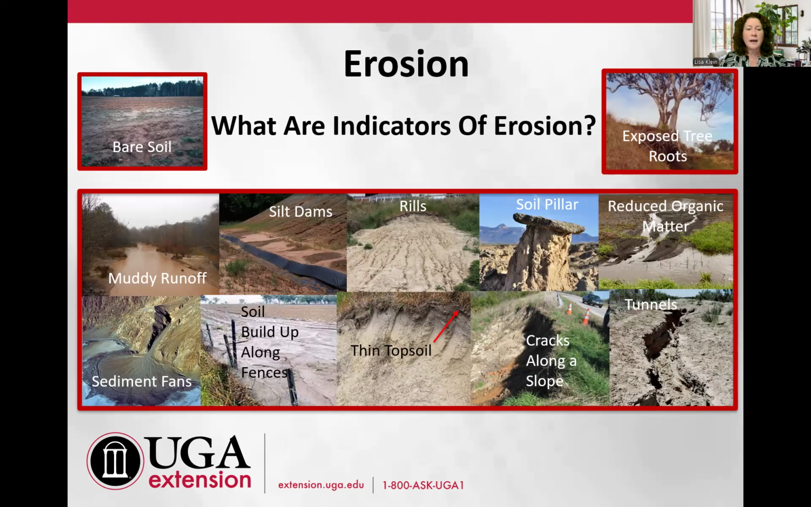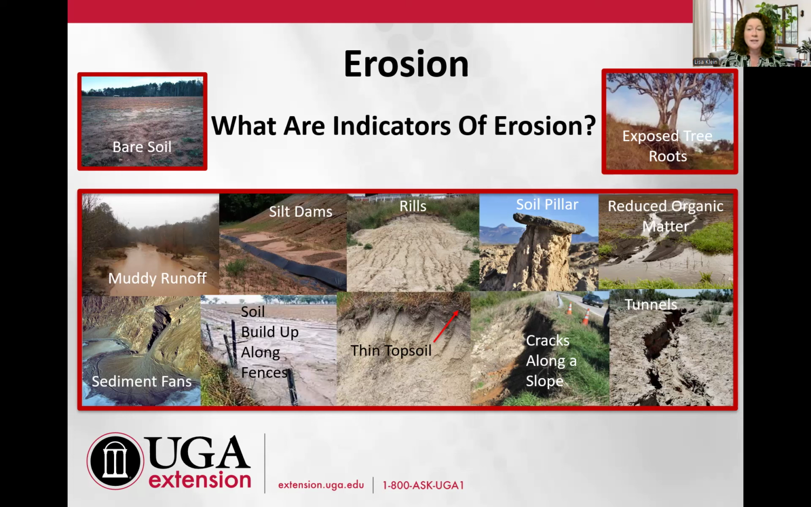So you'll see silt dams where maybe you've got some type of silt fencing and it's butted up against that silt fencing. It's doing its job, but it's probably going to overtop. You'll see rills, which are basically just little trickle marks down a hillside. A soil pillar where something's laying on top and then it's eroded underneath. You've got reduced organic matter. So you've got all that good topsoil has flown away. So think the Mississippi Delta. So that is very rich down there because all the good stuff flowed away.